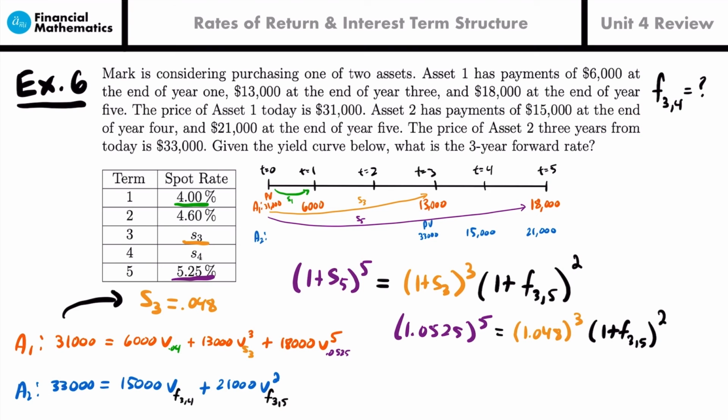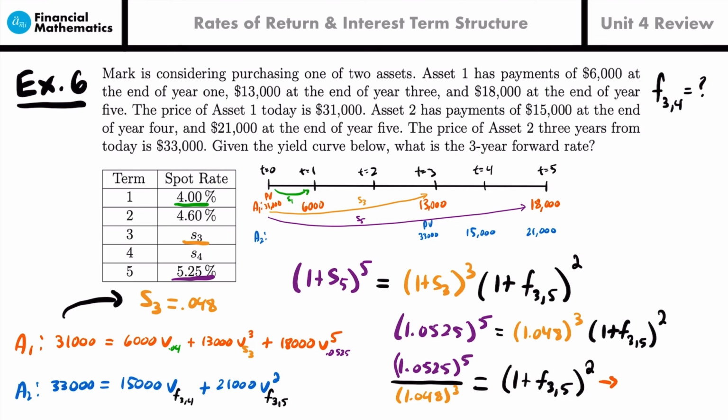All right, now we need to solve for this forward rate. So we want to divide both sides by this accumulation factor. So we have 1.0525 to the 5th power divided by 1.048 cubed. And that will be equal to 1 plus F sub 3 comma 5 squared. But if we want to solve for that forward rate, we need to take the square root of both sides of the equation and then subtract 1.